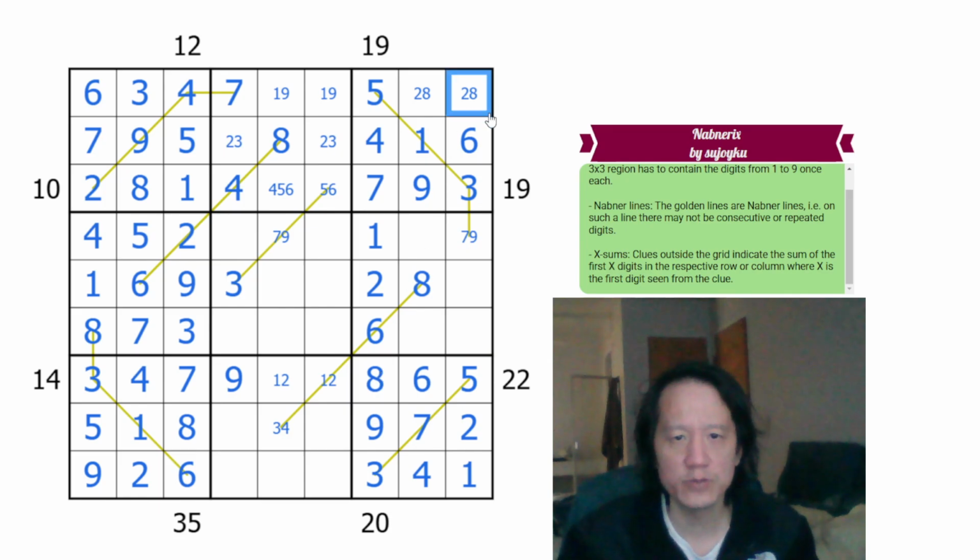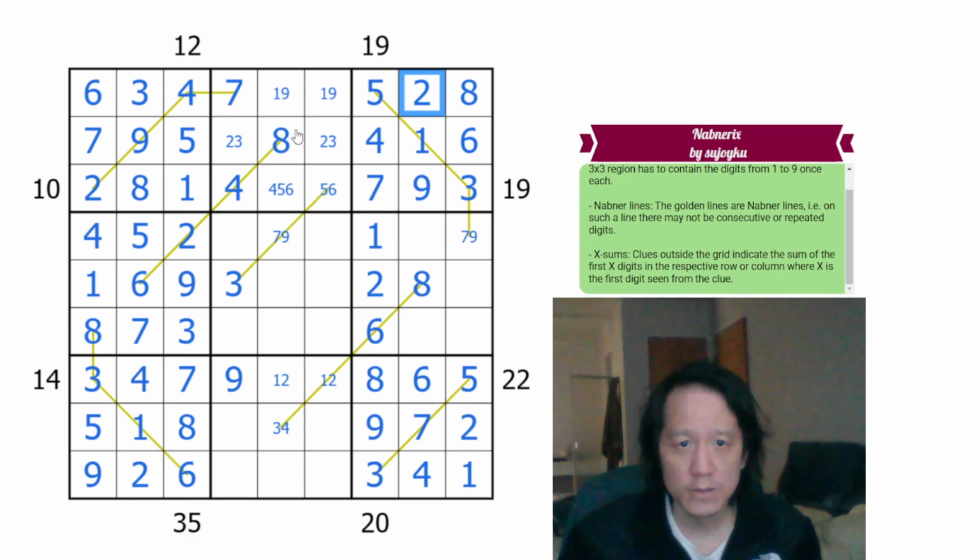Okay, this can no longer be 2, so this is 8. This is 8. What is going on here? This is 8, and that's 2. The 1... Okay, well, this can't be 3, so this is 2, which makes that a 3.